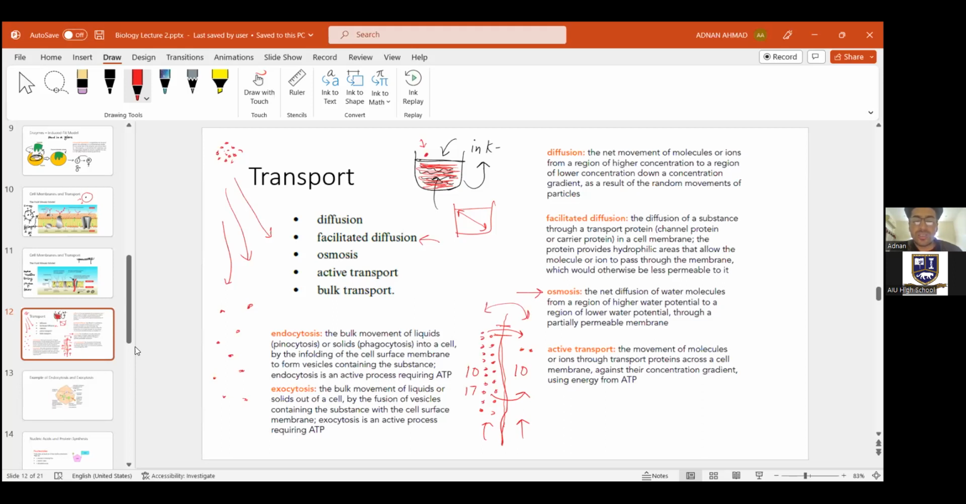During diffusion, we do not have any door. Everything is open in an open area, just like I gave the example of a perfume in a room. It spreads in the air, but in osmosis, we must have a membrane. This is called a semi-permeable membrane.